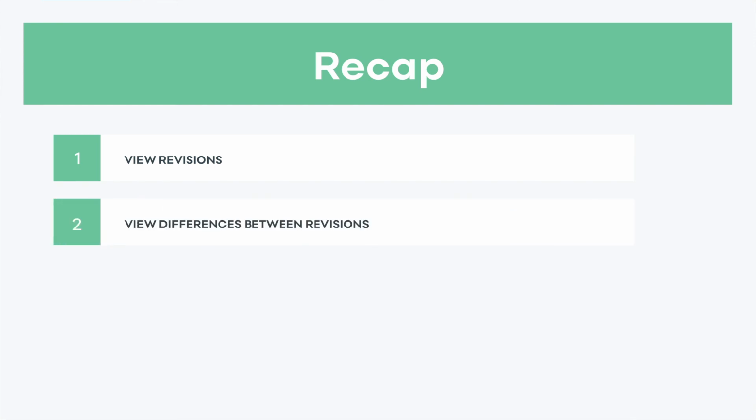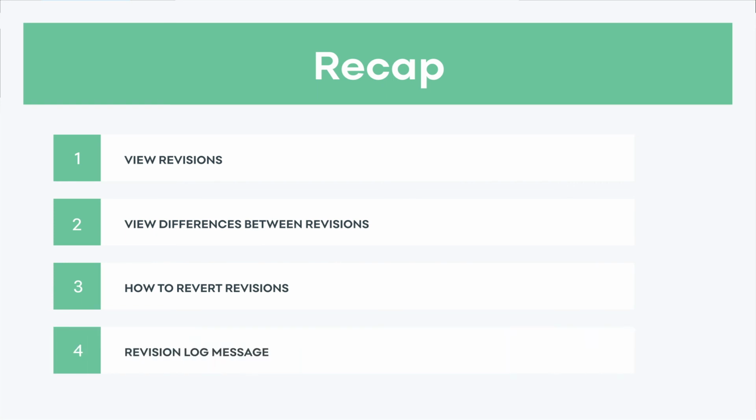Let's now recap what we covered in this video. First, you learned how to access the revisions by clicking on the revisions tab. Then you learned how to compare the different revisions. After that, we looked at how to revert to an older revision. And finally, you learned how to add a revision log message from the content edit form.